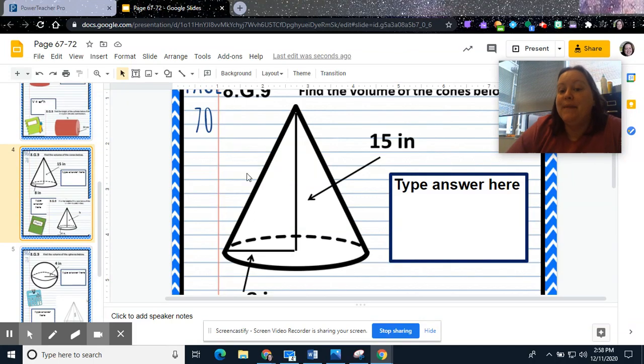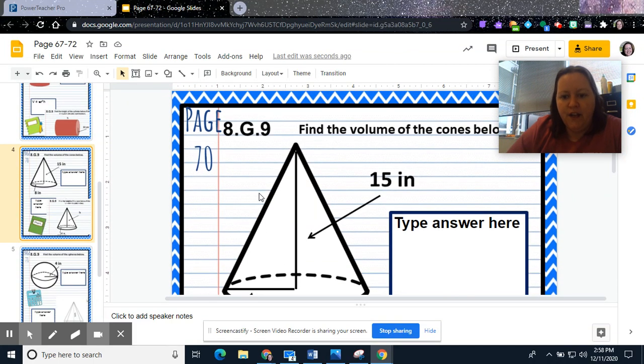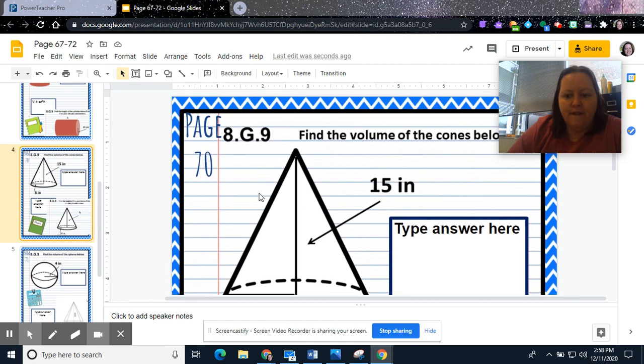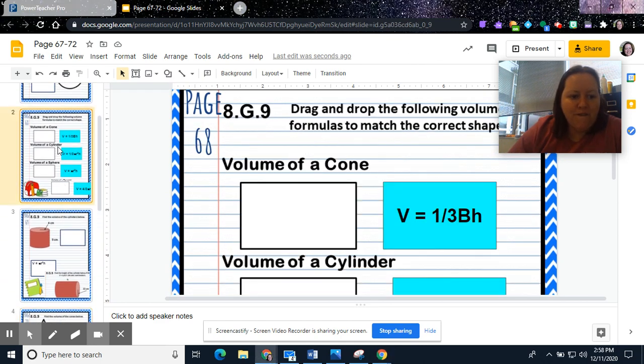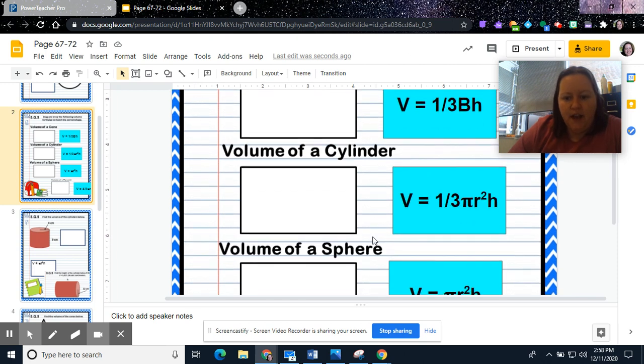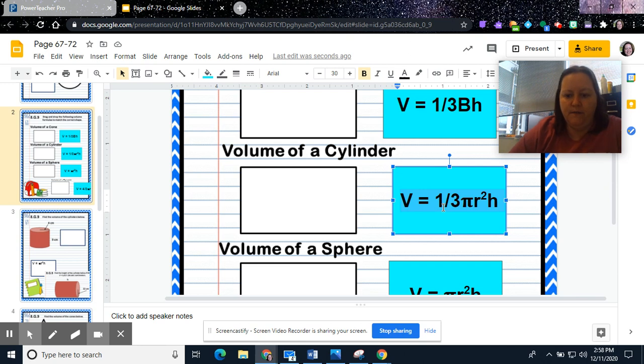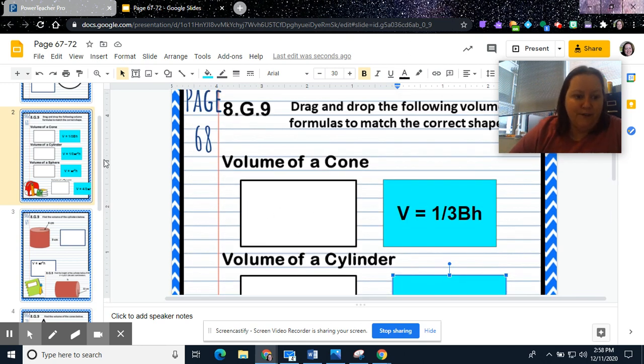Next, I would like to look at page 70 with you. The first one says find the volume of the cone below. So we're going to come up to our first page, and we know since it's a cone, it is this formula right here, 1/3 pi r squared h. Yours is probably up here where it says volume of a cone.